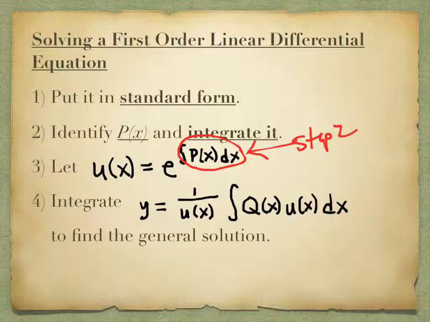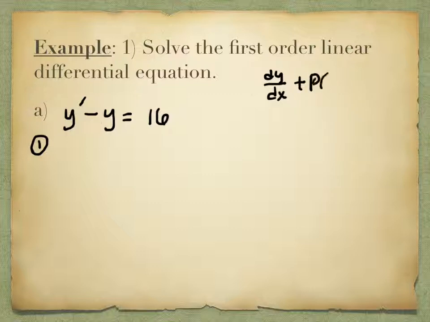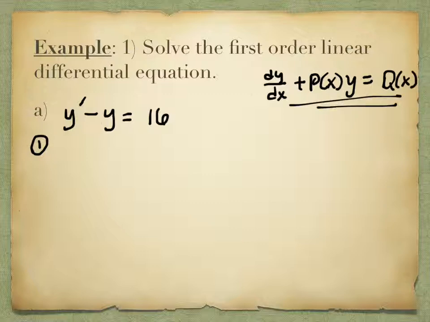Okay. We're going to take a stab at trying one of these. And the first one we try is a pretty clean and simple one. We've got y prime minus y equals 16. All right, so step 1 is that we're supposed to get it written in this form: dy over dx plus p of x times y equals q of x. This is the form we're looking for in step 1.